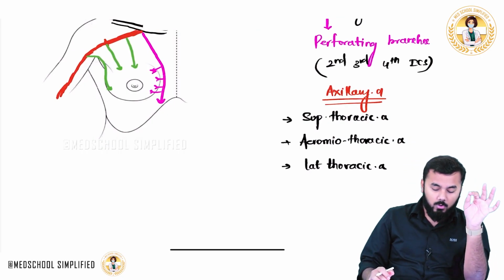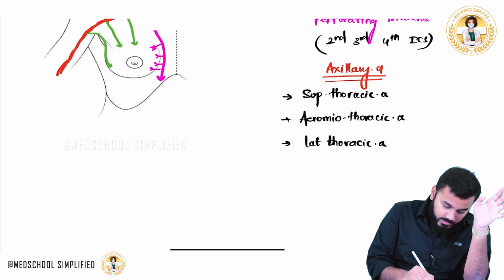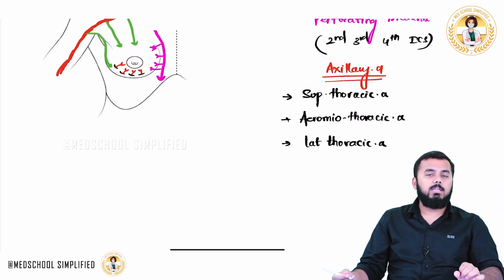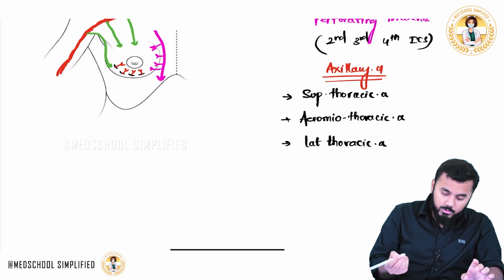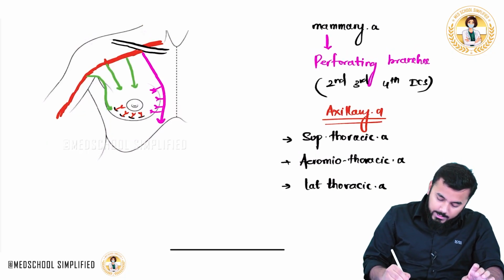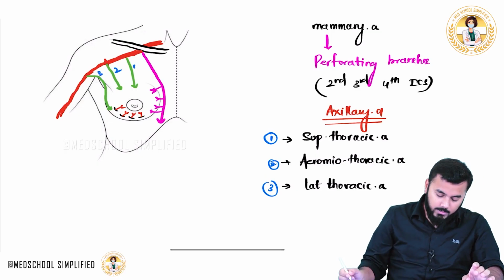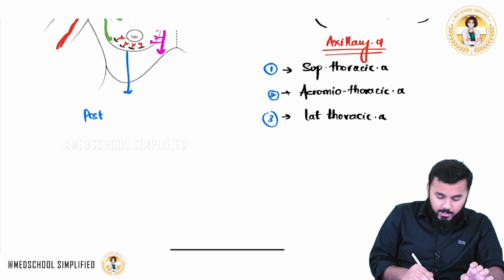And the last one you need to know is that there are some more perforating branches, which are perforating and coming inside and supplying like this. So these perforating branches are of the posterior intercostal artery. Let us write it down as 1, 2, 3. So this is 1, this is 2, and this is 3. And these are posterior intercostal artery perforating branches.